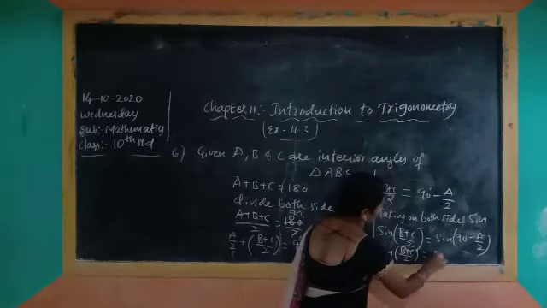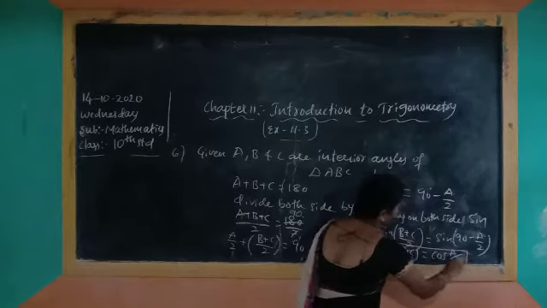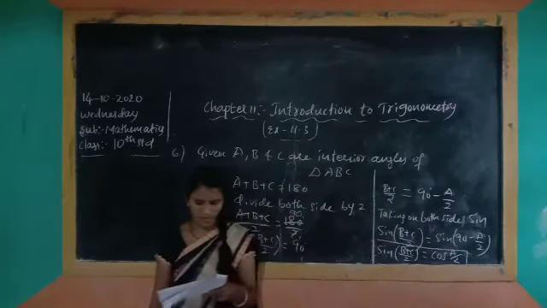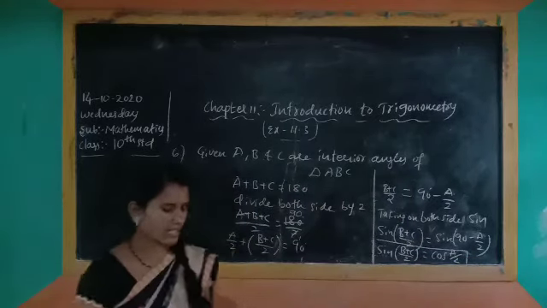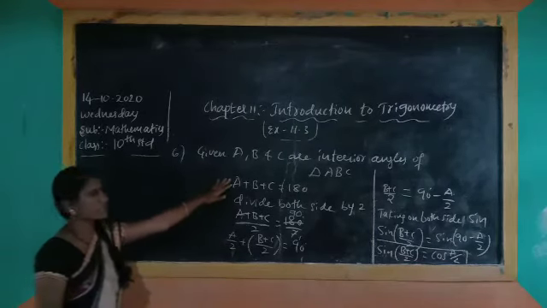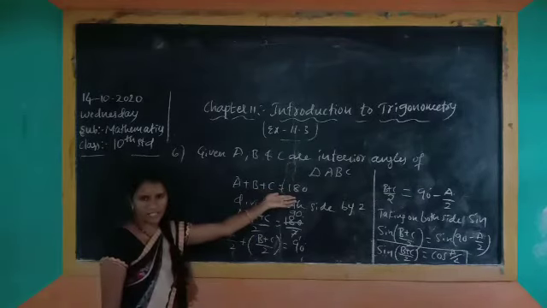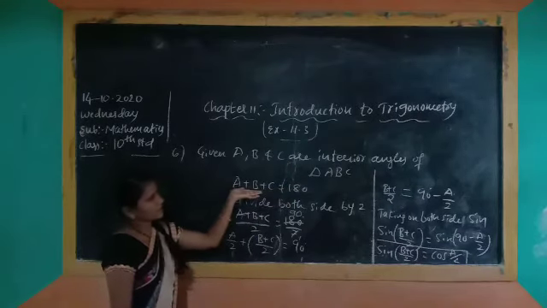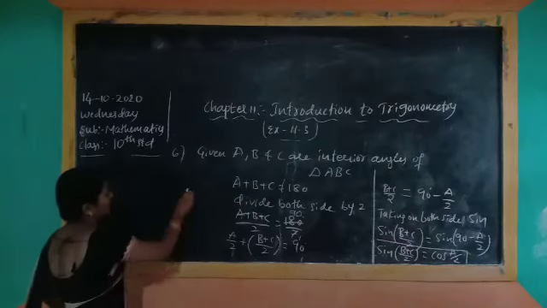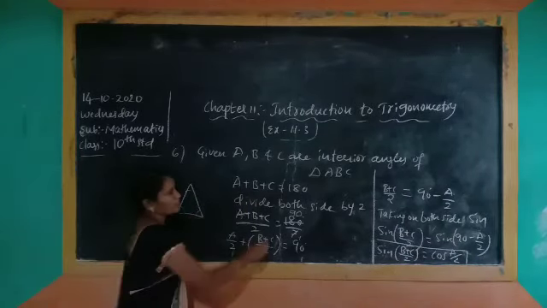Sin of (b plus c) by 2 is cos a by 2. It is a show-that, or prove-that, question. Here, whatever is given, you should write. Given that A, B, C are the interior angles of triangle ABC, you know the sum of the interior angles of a triangle is 180 degrees. You know A plus B plus C is equal to 180 degrees.